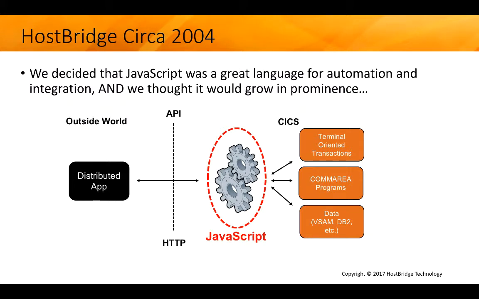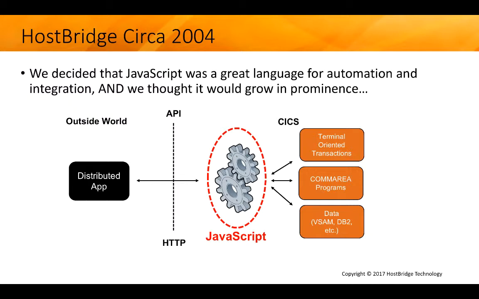Well, again, this was 2004, and we did a fair amount of research at that time, and we decided that JavaScript was destined to become not only the world's most popular programming language, which it is right now, but also a great language for automation and integration. Clearly, we thought it would grow in prominence, and 13 years later, we're happy that our confidence in JavaScript has been well rewarded. And so what we did back in 2004 was we implemented the very first server-side JavaScript engine running on an IBM mainframe and under CICS.